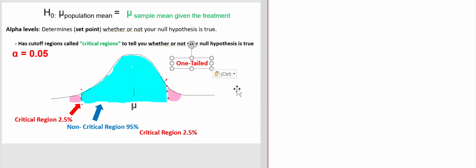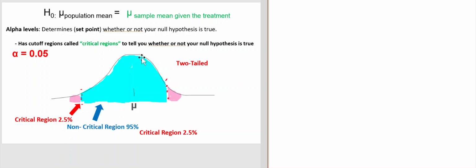critical regions and two cutoff zones. And it's still alpha level 5% or 0.05. So if there's a less than 0.05 alpha level that the null is true, then we reject the null. And let me say that again. If we have a less than 5% chance that the null is true, then we reject the null.